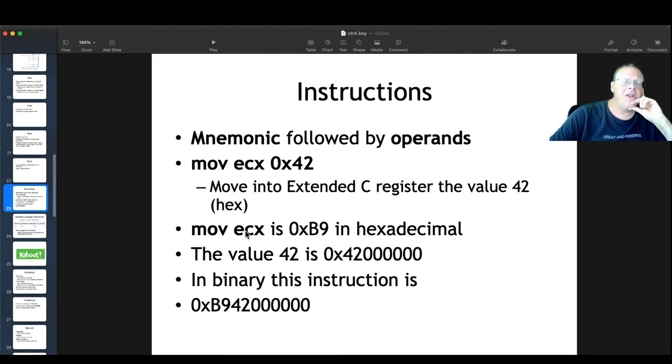All right, so move ECX. This is the part where you move something into ECX. That is this 8 bits, B9. That's the binary machine language for move ECX. And then you follow it by the value to move in. So it takes 5 bytes to do this. Move ECX, and this is the number to put in ECX, 42. Because we're a 32-bit processor, an immediate constant like 42 is always 32 bits long. Those 5 bytes are the binary that encodes this assembly language command.